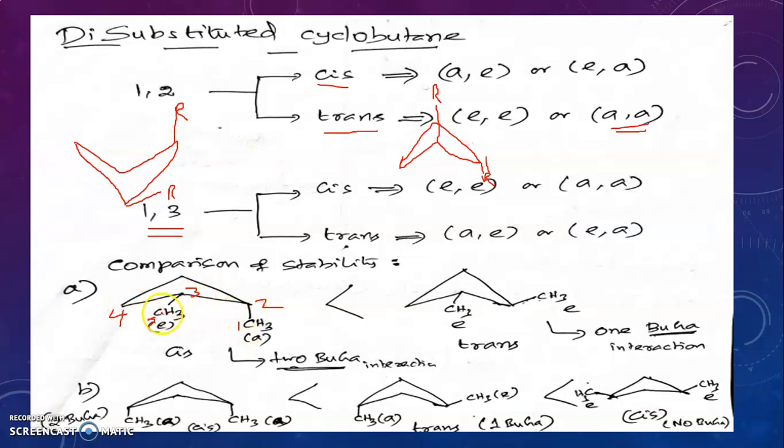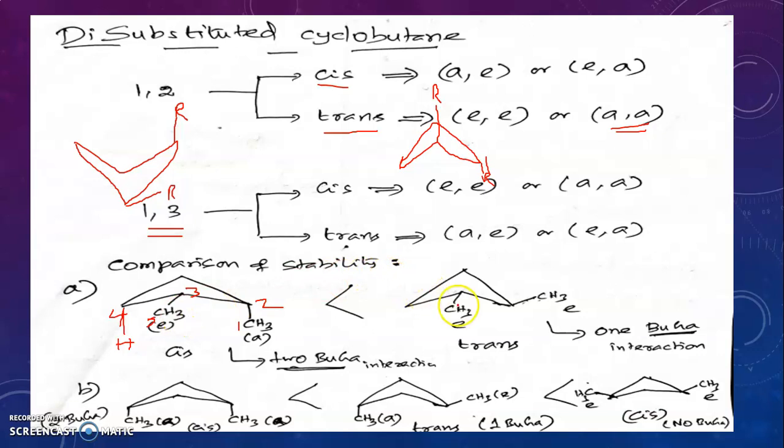1, 2, 3, 5 will give another butane-Gauche interaction. So the cis isomer has two butane-Gauche interactions. Moreover, this methyl group is axial, and here we have an axial hydrogen. If the methyl group is attached to carbon 1, then this should be carbon 3. So a 1,3 axial interaction also exists, as well as two butane-Gauche interactions. These interactions raise the potential energy of the molecule to a larger extent. Therefore, the cis isomer is less stable.